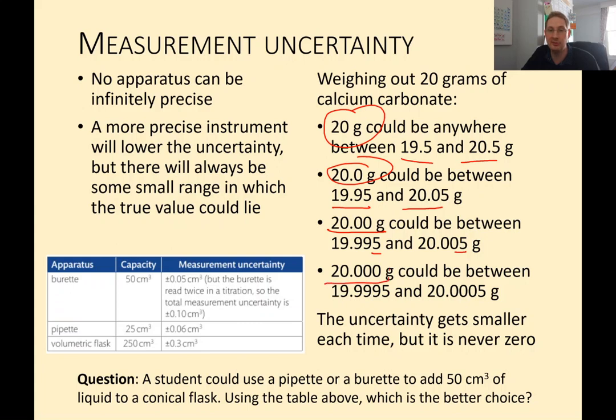And then the ones that Mr. Reeves uses, the 3 dp balances or even the 4 dp, they are reducing the values it can be. The uncertainty gets smaller every time, but it is never zero.